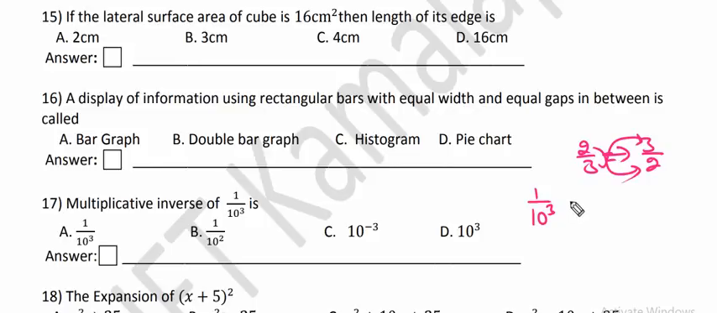That is the inverse. Here also, the multiplicative inverse means you have to transfer this denominator to the numerator and the numerator to the denominator. So what is left gives you 10 cube. 10 cube is the correct answer. Option D is the correct answer, that is 10 cube. Then we move on to the next question.